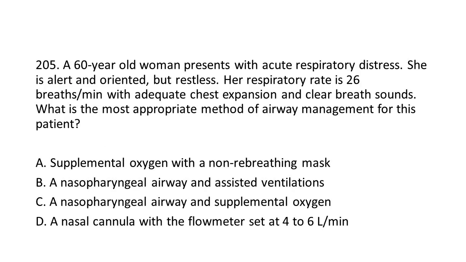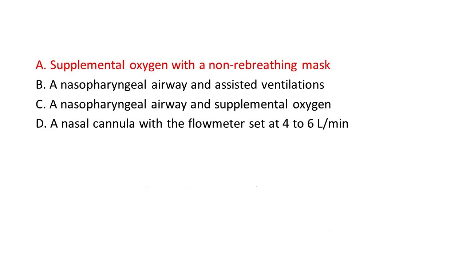205. A 60-year-old woman presents with acute respiratory distress. She is alert and oriented, but restless. Her respiratory rate is 26 breaths/min with adequate chest expansion and clear breath sounds. What is the most appropriate method of airway management for this patient? A. Supplemental oxygen with a non-rebreathing mask. B. A nasopharyngeal airway and assisted ventilations. C. A nasopharyngeal airway and supplemental oxygen. D. A nasal cannula with the flow meter set at 4 to 6 L per minute. The answer is A. Supplemental oxygen with a non-rebreathing mask.